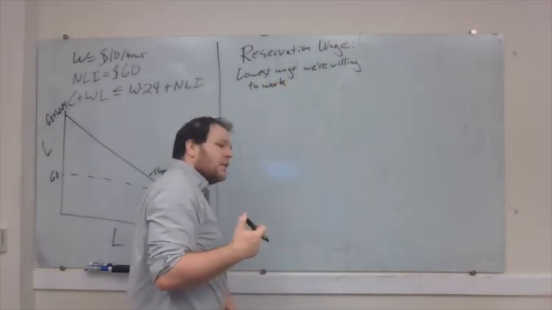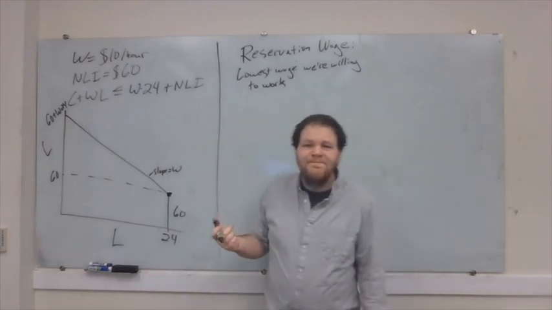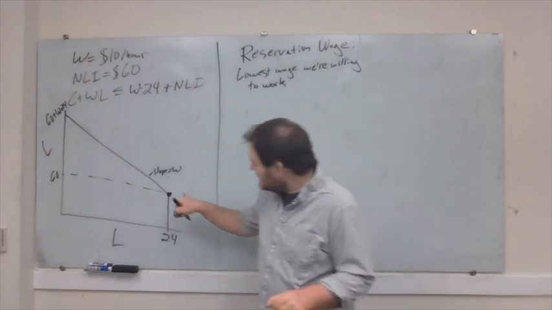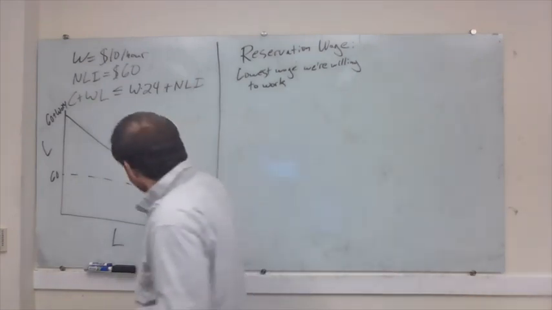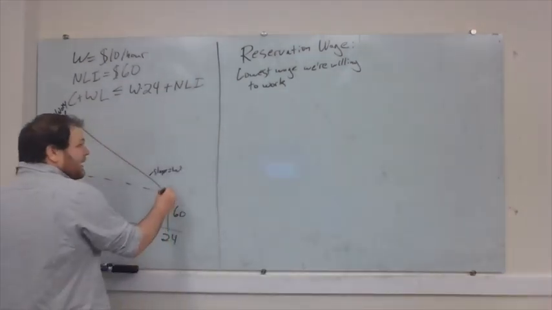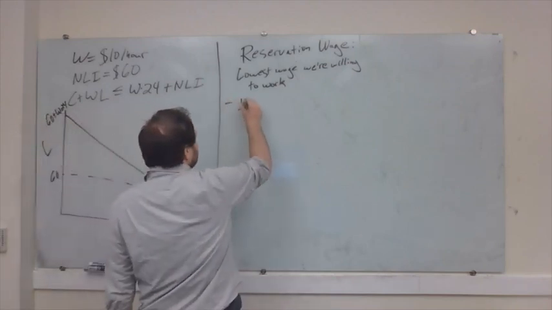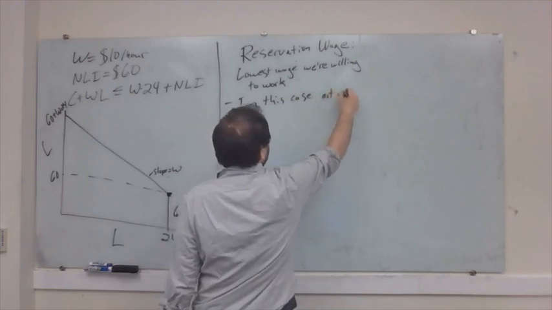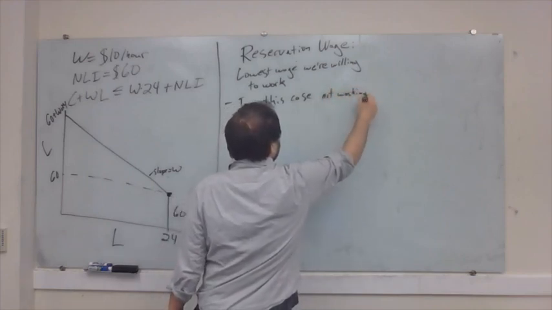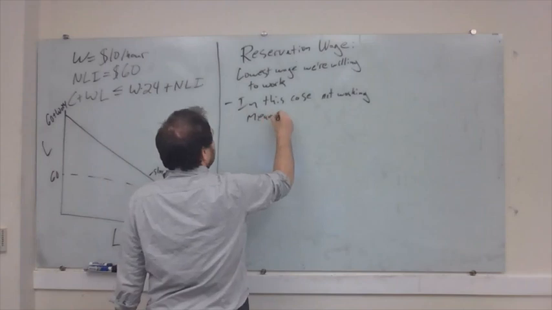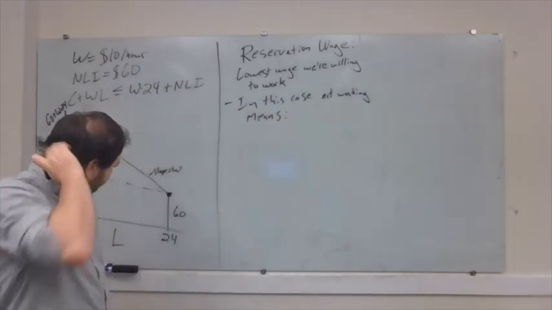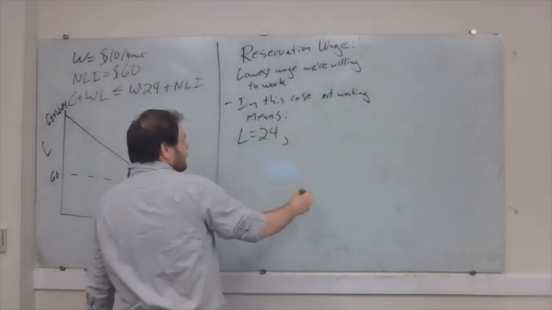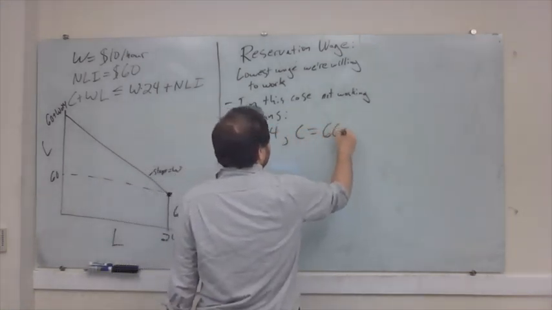It's another way of saying that when we're offered a reservation wage, we're just as happy working as not working at all. Now in this case, what it means for us to not work is that we're going to end up here, right? So in this case, not working means that we're going to have L equal to 24, 24 hours of leisure, and C equal to 60.